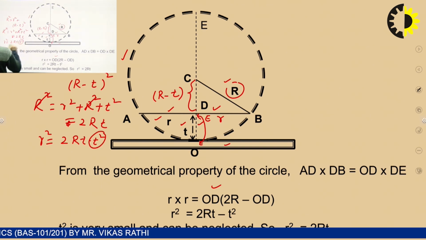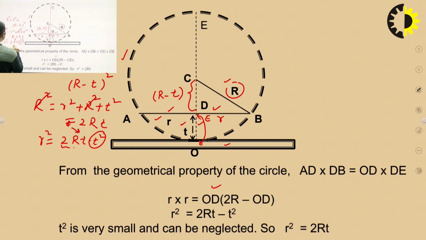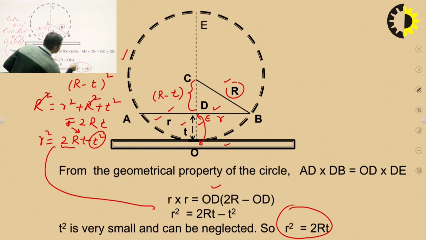Now we can neglect this term T square, because this is the thickness of the film, and the thickness of the film is very small, and the radius of curvature of the lens is very large. So with respect to this 2RT factor, we can neglect this T square factor. So with this relation, we find again this condition: small r square will be equal to twice RT.